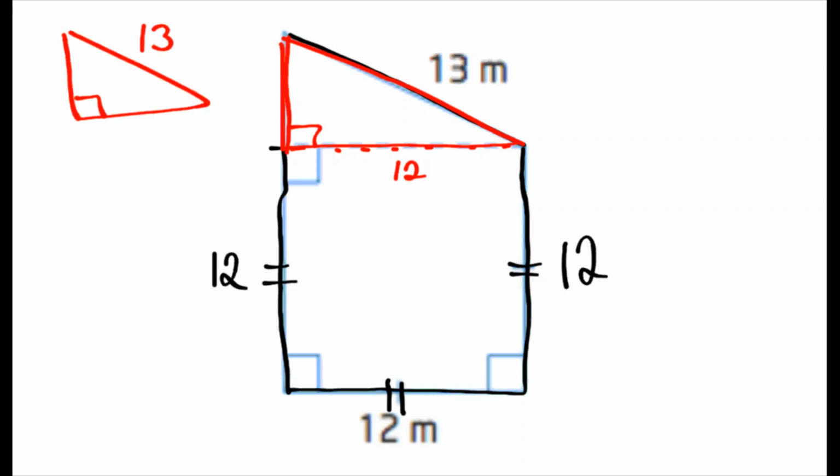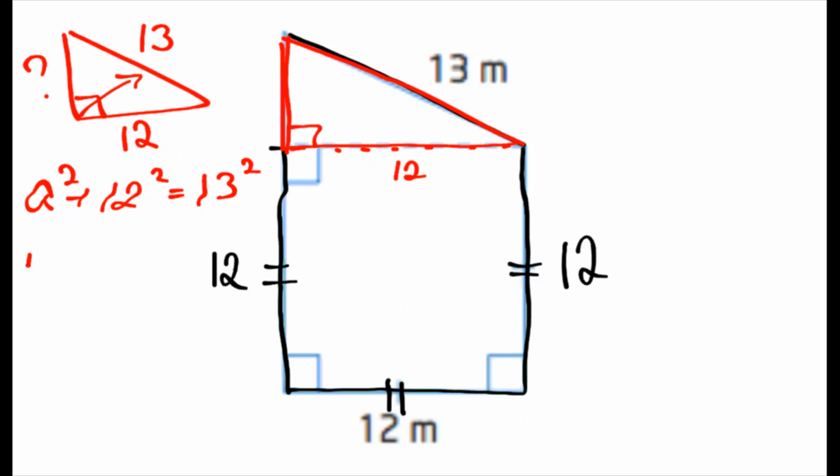I know this is 13. I know this is 12. I don't know that part, but I have a formula that can find a missing side of a right triangle. So I'm going to use a squared plus b squared. I'm going to use 12 as the b, and 13 is the c. 13 is the longest side in that right triangle. It's across from the right angle, so that has to be the c.